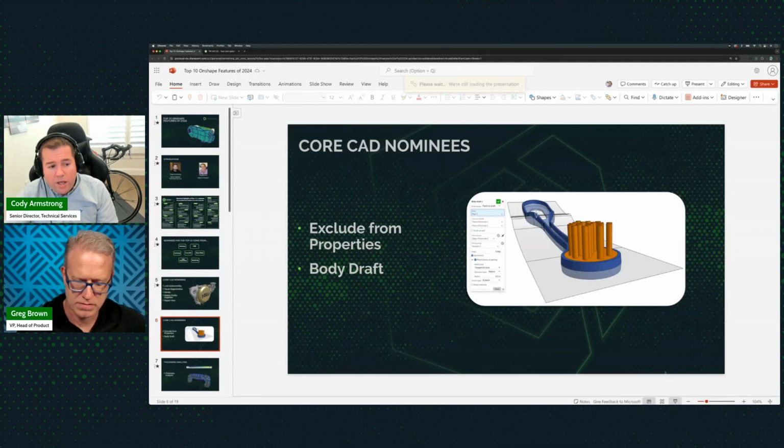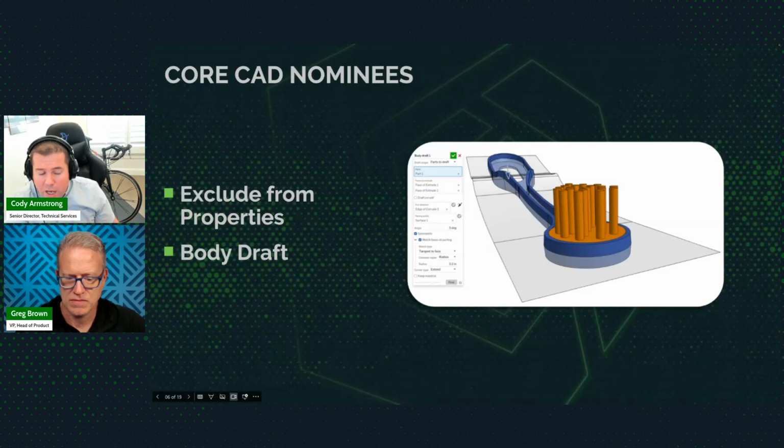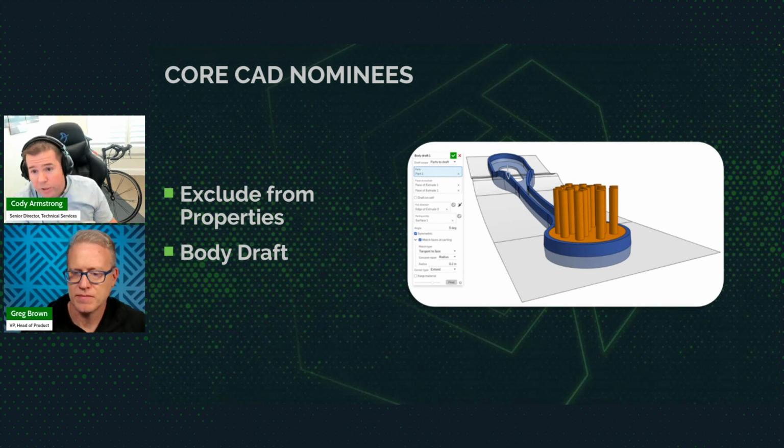And so in this set of nominations, there's really two that I wanted to make sure to highlight. And that is the ability to exclude from properties and the body draft feature. And I think both of these were really well received by our users, something that a lot of users really appreciated for two different reasons. I'll go over an example of each in just a moment.